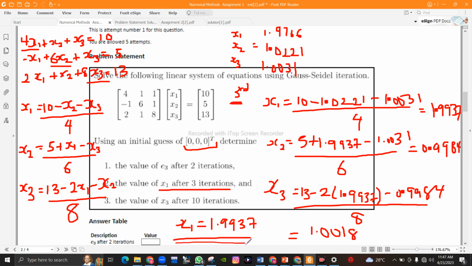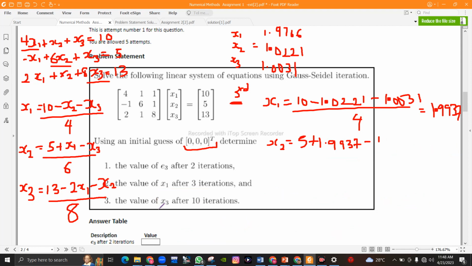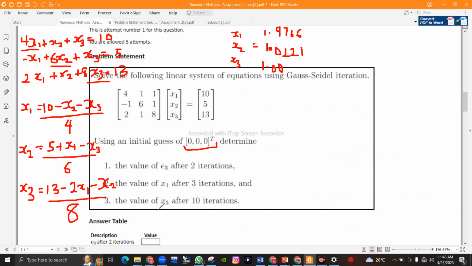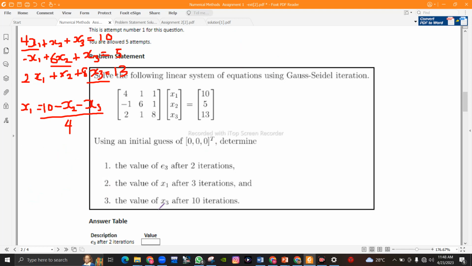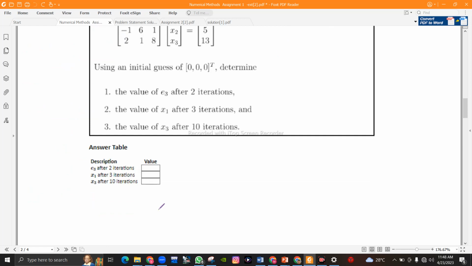So you continue like that for the fourth, the fifth, the sixth, seventh, eighth, ninth, till you get to the 10th iteration and you calculate your x3. So that's a long journey. So you continue before you get your answer. So let's move to the next question. It's the same procedure. That's why I'm not going through that same step. The same thing I'd be doing all over again. So let's move on.